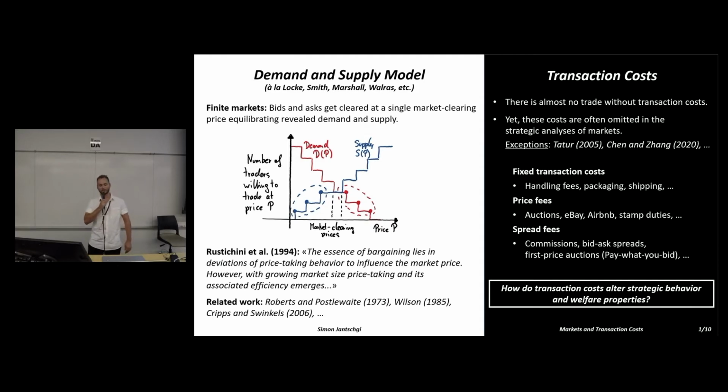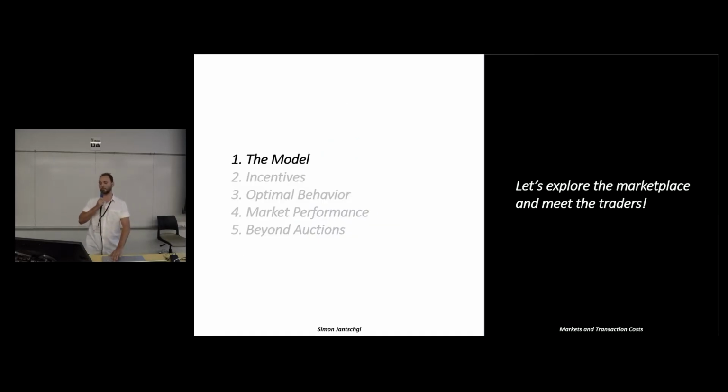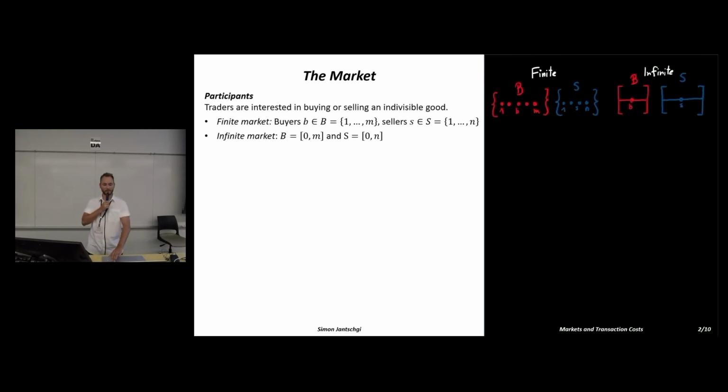And how do transaction costs alter or maybe even mess with the welfare properties of such markets? But let's start with a very crude market model and let's meet the traders we will interact with. So the market, as I already mentioned, is that of a two-sided commodity market. So we have traders who are interested in buying or selling an item.